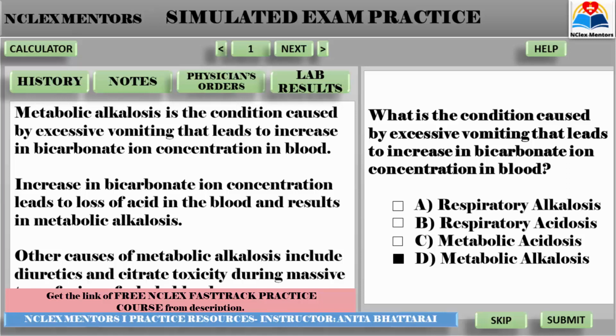By analyzing the patient's history, nurse's notes, physician's orders, lab values, and ABG test results, the nurse can make a diagnosis and understand the cause and symptoms of the patient's condition. This practice helps the nurse to develop critical thinking skills, improve patient assessment skills, and enhance their knowledge of different medical conditions.